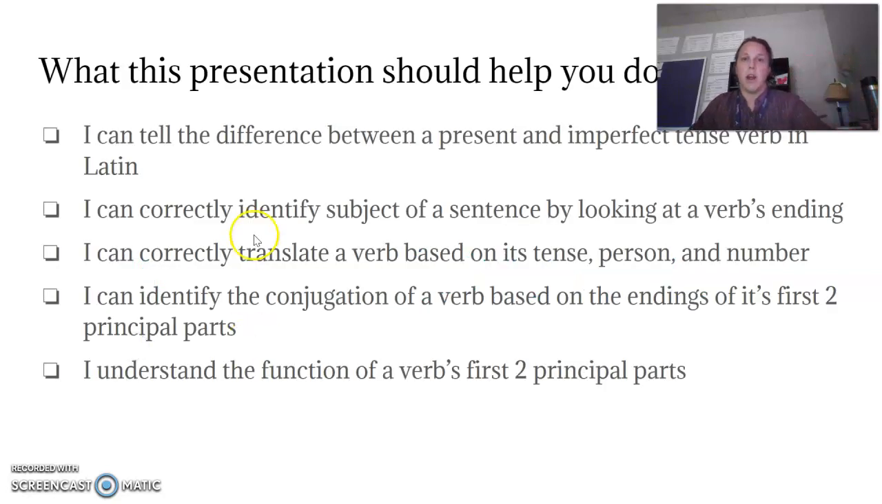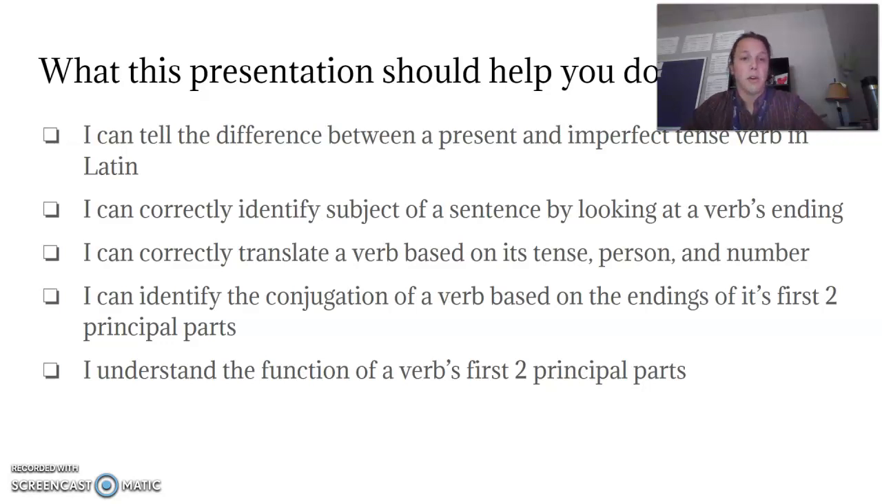Great. All right, so in this presentation, we're going to talk about a few different things. I've broken them down into can-do statements. I know it seems very elementary, but this is something I'm going to try this year to focus everybody on the things that we need to know. So we're going to cover a couple things. That you'll be able to tell the difference between a present and imperfect tense verb in Latin. What does it look like? How is it translated? That you can correctly identify the subject of a sentence by looking at the ending of a verb.